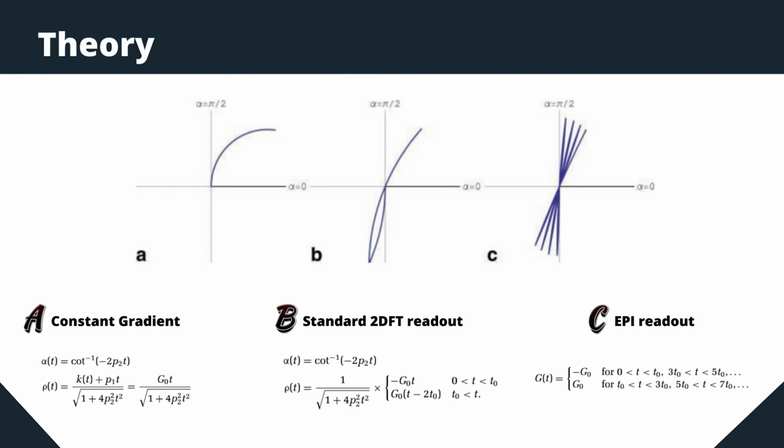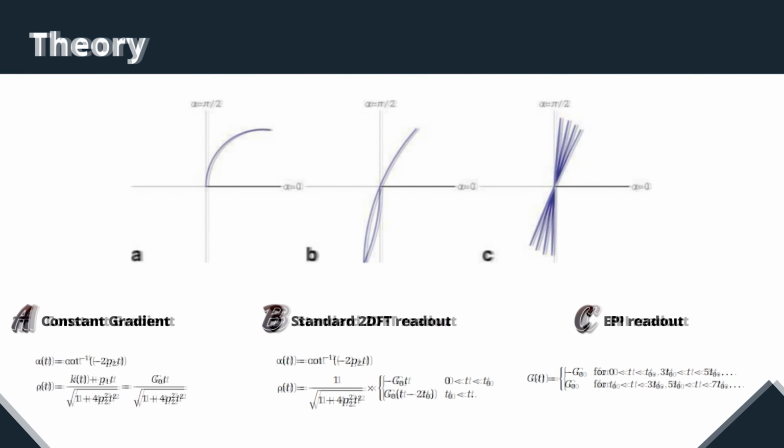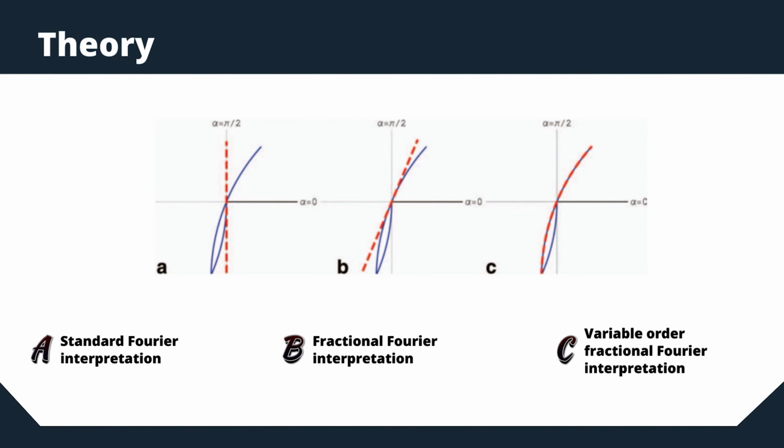These graphs are trajectories over a quadratic field in the polar representation of rho over space. A is a constant gradient, B a 2DFT bipolar gradient, and C a variable-order trajectory. These three are examples of a one-dimensional trajectory in the polar representation of rho over space. A: standard Fourier interpretation. B: fractional Fourier interpretation. And C: variable order fractional Fourier interpretation.